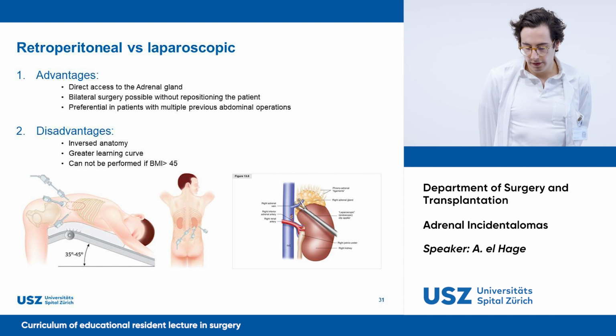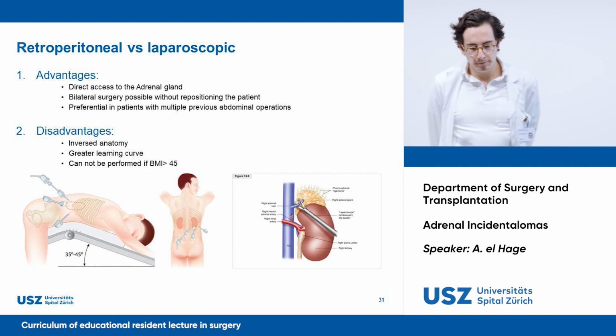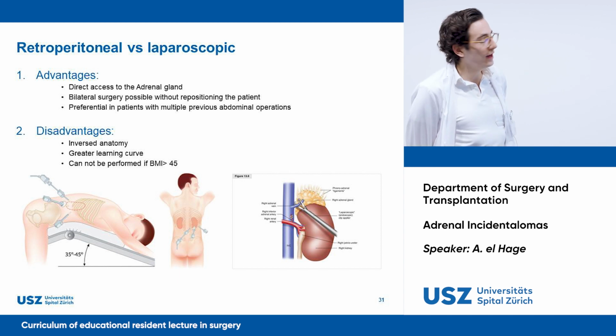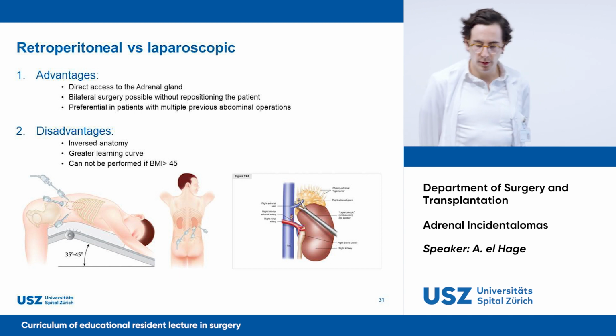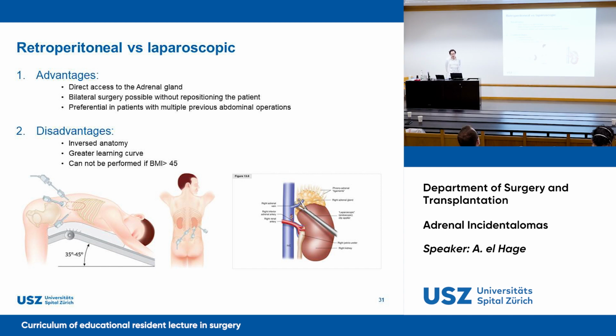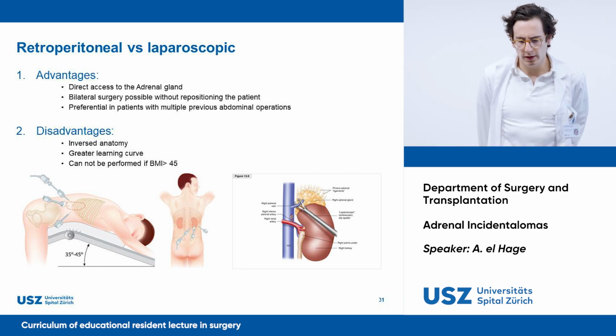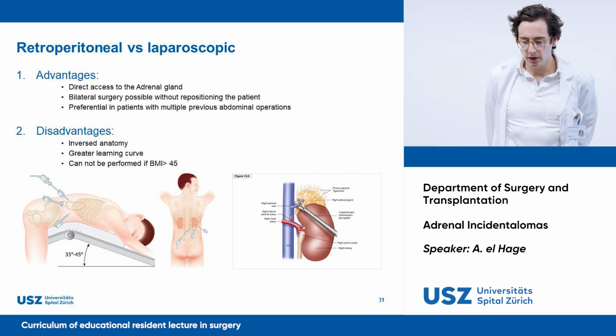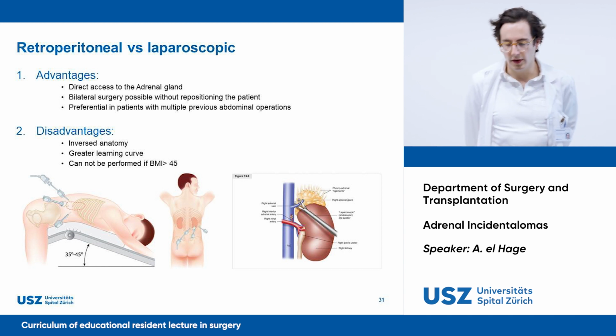When you go retroperitoneal, you have the advantage of direct access. You can perform a bilateral adrenalectomy without having to reposition the patient, and in patients with multiple previous abdominal operations, you don't have the adhesions. And the disadvantages are, of course, the inverse anatomy, the greater learning curve, and patients that are very obese are not good candidates due to the lack of space.